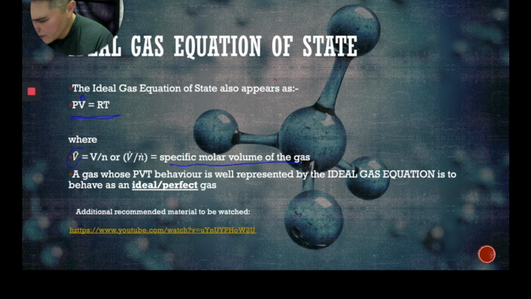A gas whose PVT behavior is well represented by the ideal gas equation is said to behave as an ideal or perfect gas. I would like you to watch this YouTube video. Try to click on this, and you'll be able to learn more about the gas equation of state.